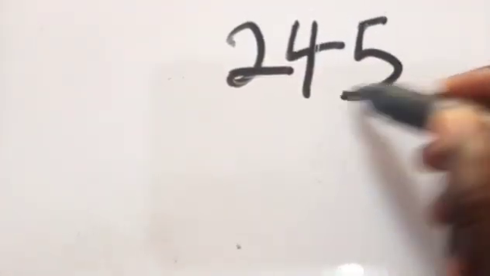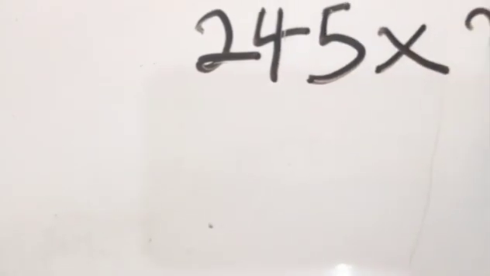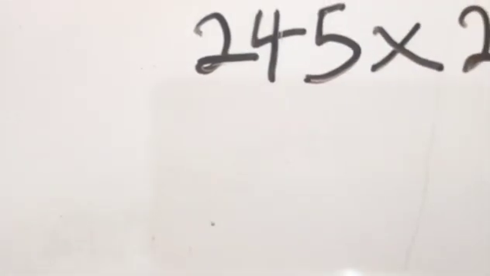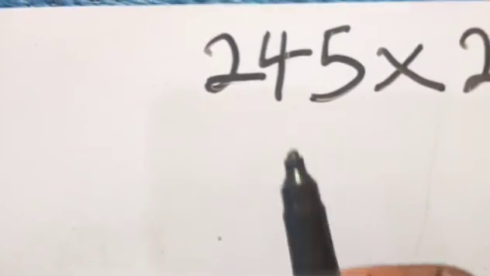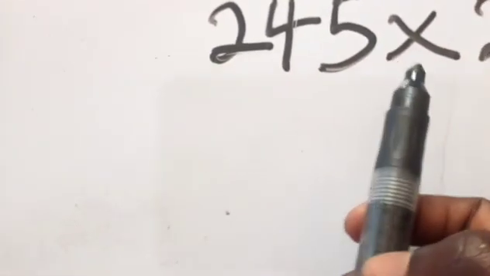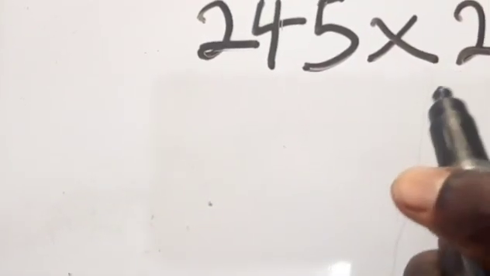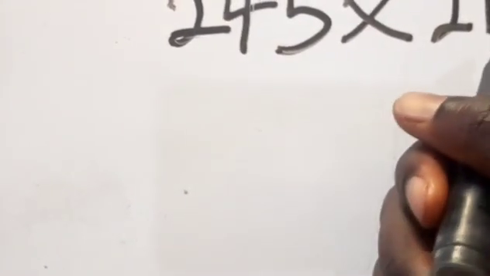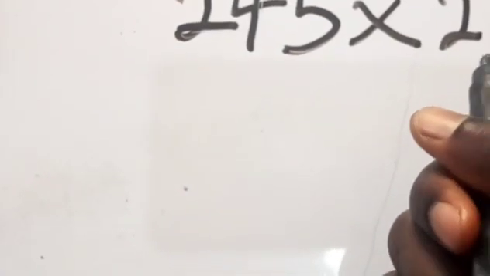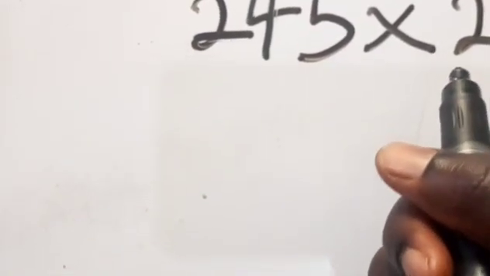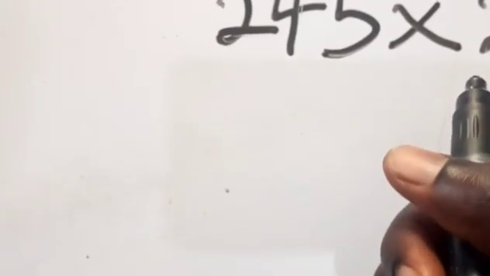Let's say we have 245 times 215. You see, in this problem, we are going to have 2-digit answers, which means that it's going to be somehow complicated. In this kind of question, you need to be very careful so that you do not make any mistake that will affect your answer.